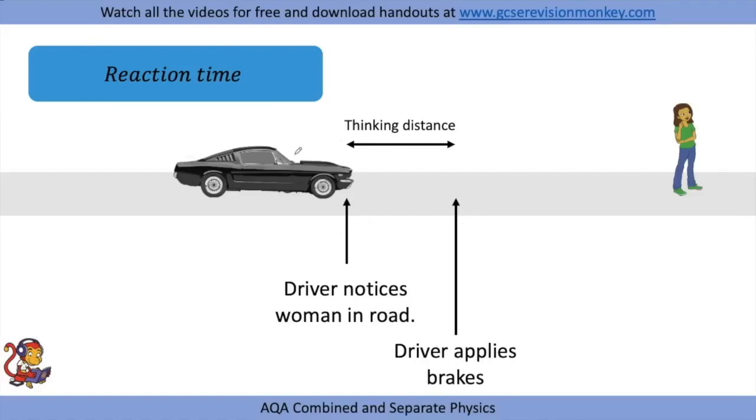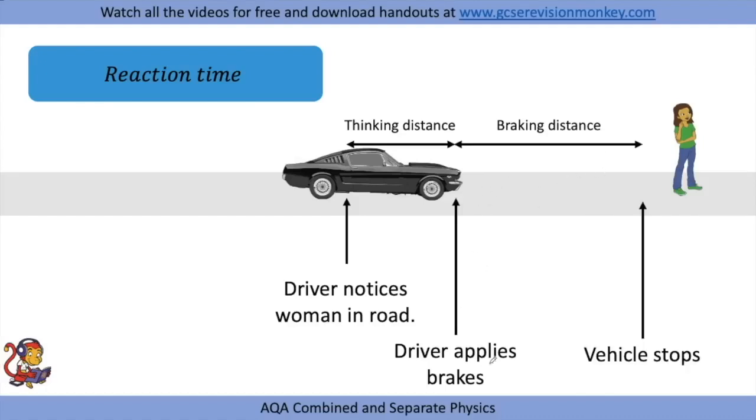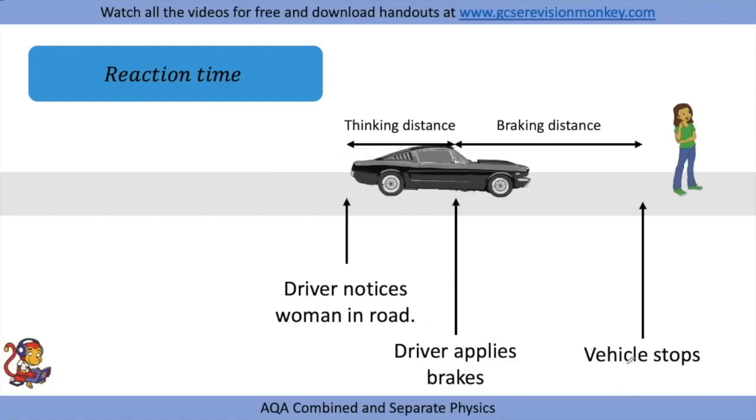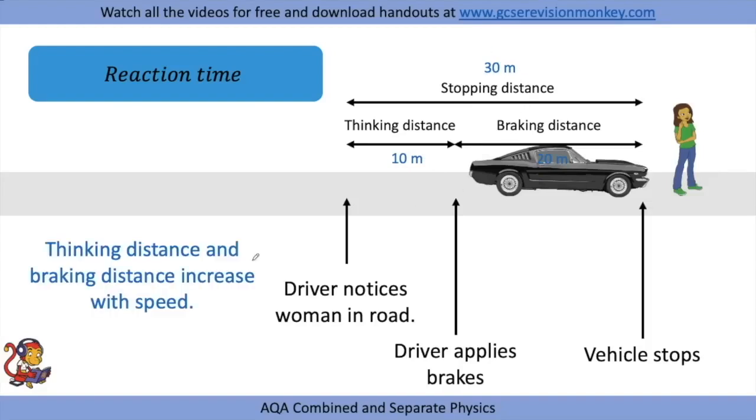Because he sees the woman, but don't forget the car is still travelling, but by the time his brain has told his foot to apply the brakes, then the car would have still travelled a certain distance, which is that thinking distance. He then applies the brakes, and then the braking distance is the distance under the braking force, so it is the distance travelled between this point that he applies the brakes and this point when the vehicle finally comes to a stop. And the total distance is therefore the stopping distance, the thinking distance plus the braking distance. And importantly, if we add these up, 10 metres plus 20 metres, for example, we can calculate the overall stopping distance for the car.